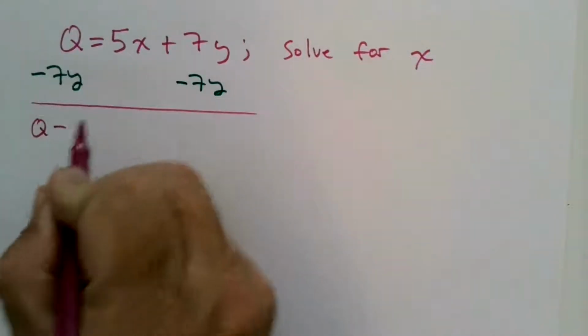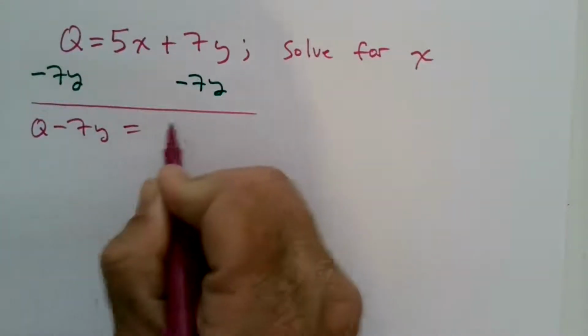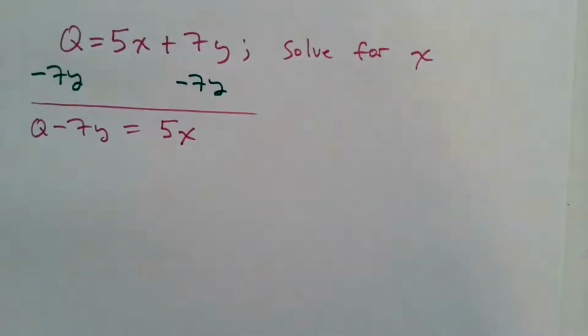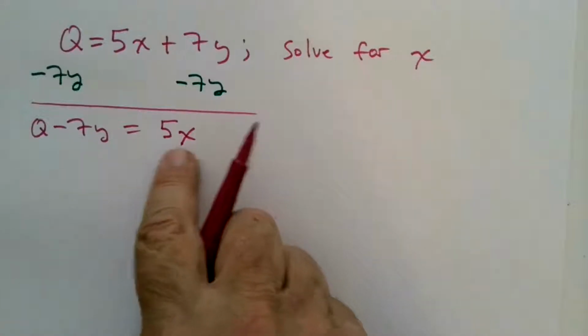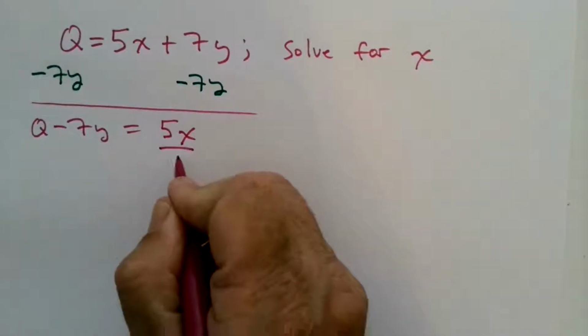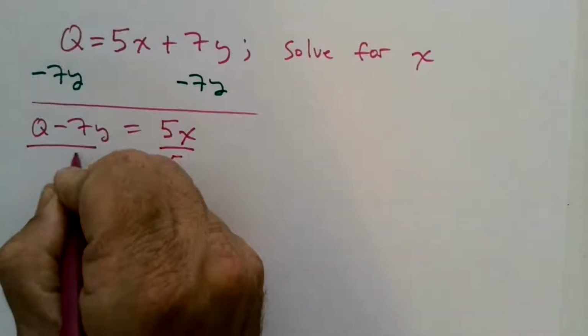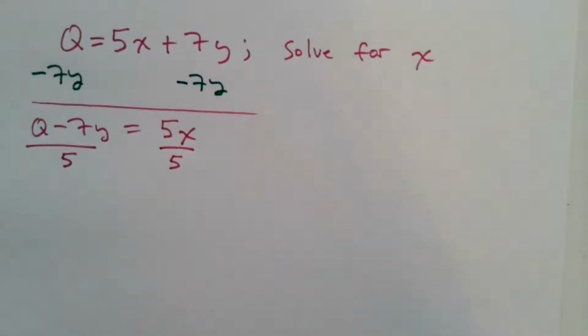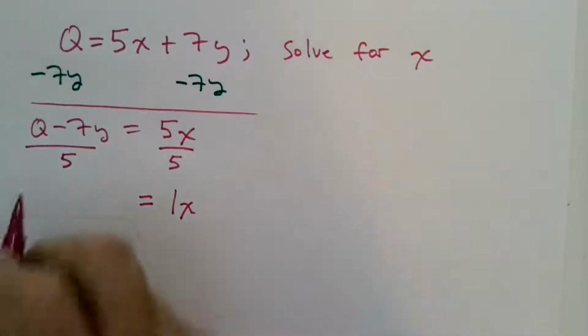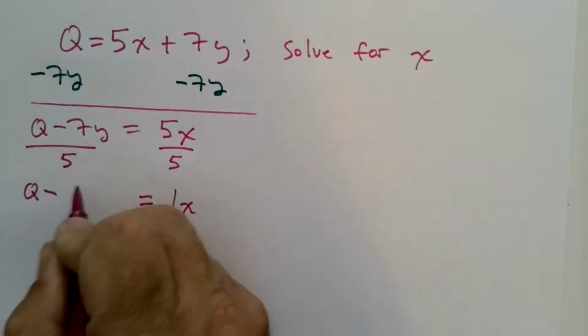I have q minus 7y equals 5x. And my goal is to solve for x. Currently, x is being multiplied by 5. I have to undo that, so I will divide both sides by 5. So on the right-hand side, I have 5 over 5, or 1x. On the left-hand side, I have q minus 7y over 5.